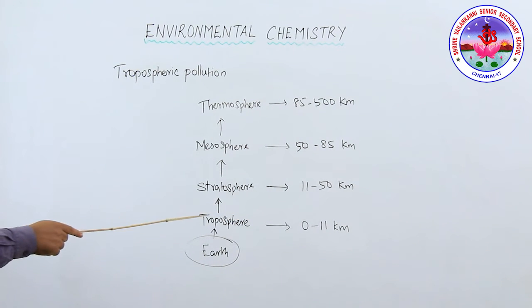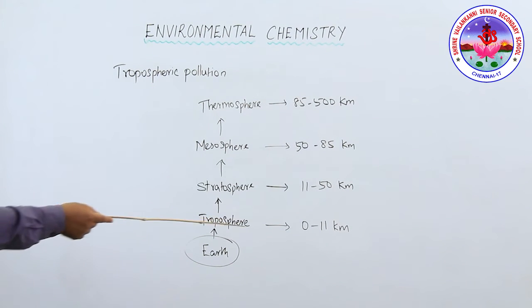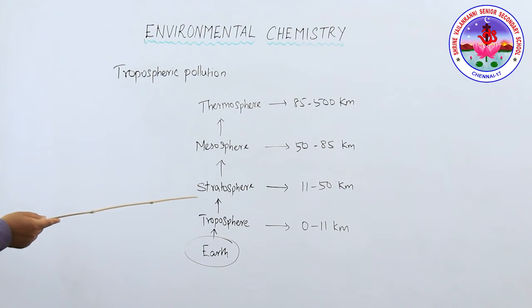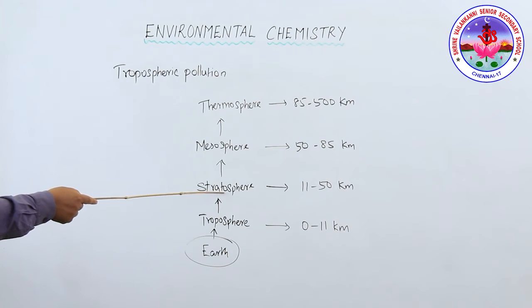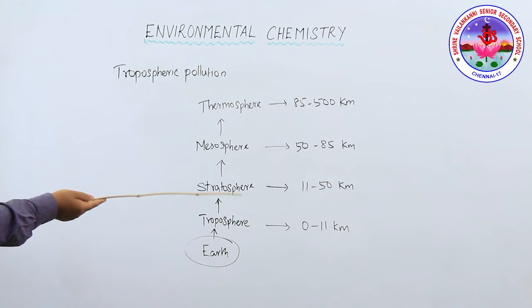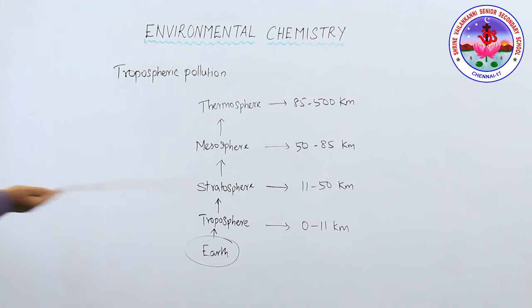So this point is called the tropopause. Okay, the 11th kilometer is called the tropopause. The next region is called the stratosphere. Here the temperature begins to increase. So the tropopause is the point of temperature inversion.